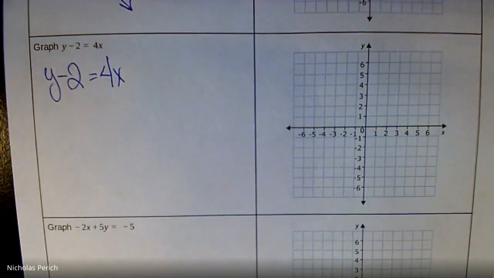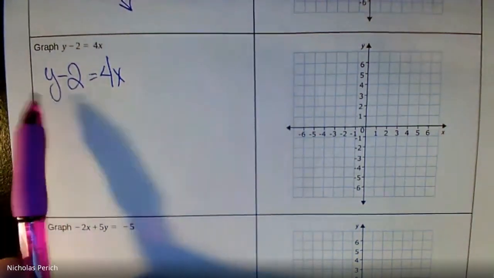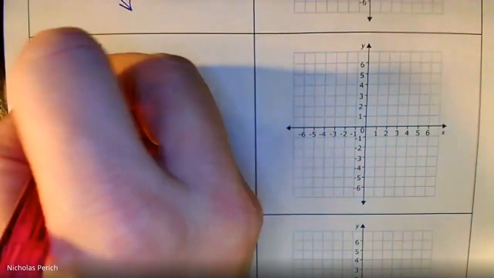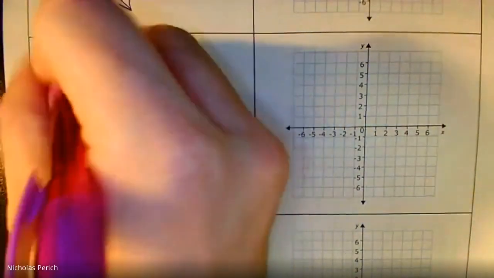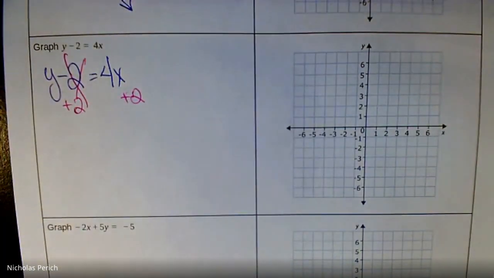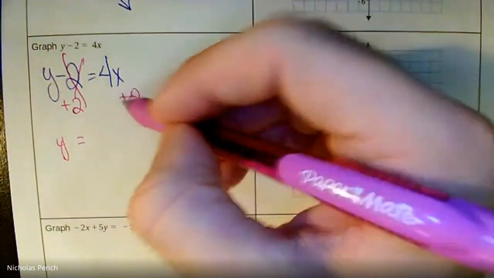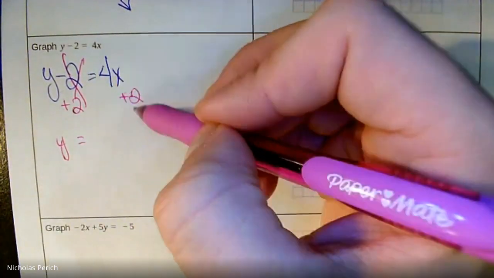Is y all by itself? No. So I can't graph yet. How do I get y all by itself? Well, -2 is in the way, so I have to add 2 to both sides. So now I have y equals, do these two combine? No, because one has an x and the other one doesn't.